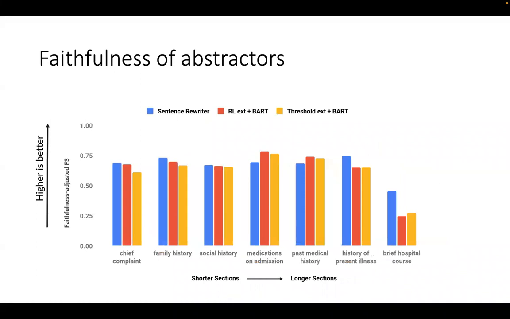Let's look at what the abstractors are doing. In this case, again, the blue part is representing a sentence rewriter. The red part is representing BART, and the right part, the yellow part, is expecting BART, but with a different extractor. The sections are ordered similarly in terms of length, and you can see that the sentence rewriter does better as you have longer sections.